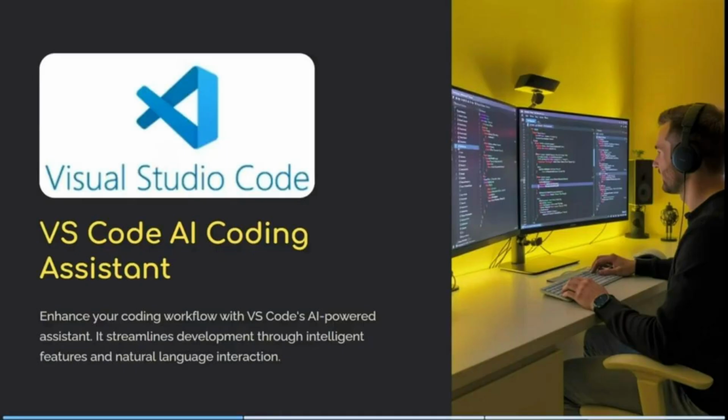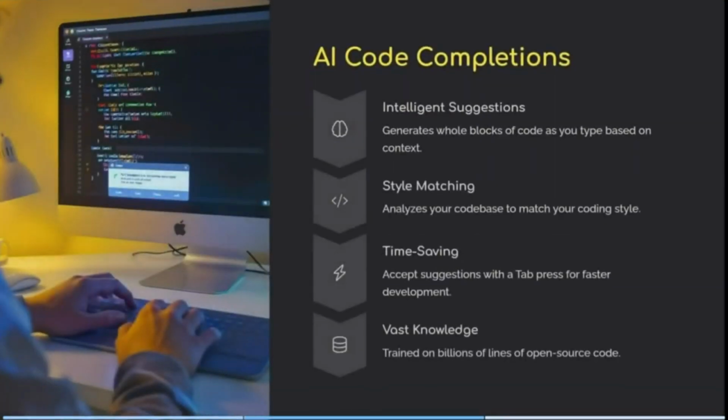VSCode is an AI coding assistant. It can help you enhance your coding workflow with its AI-powered assistant. It actually streamlines development through intelligent features and natural language conversation. You can see over here we've got a couple features.